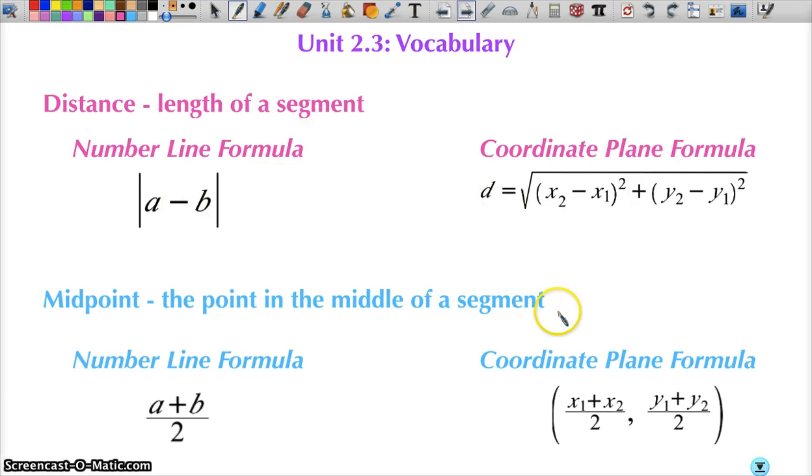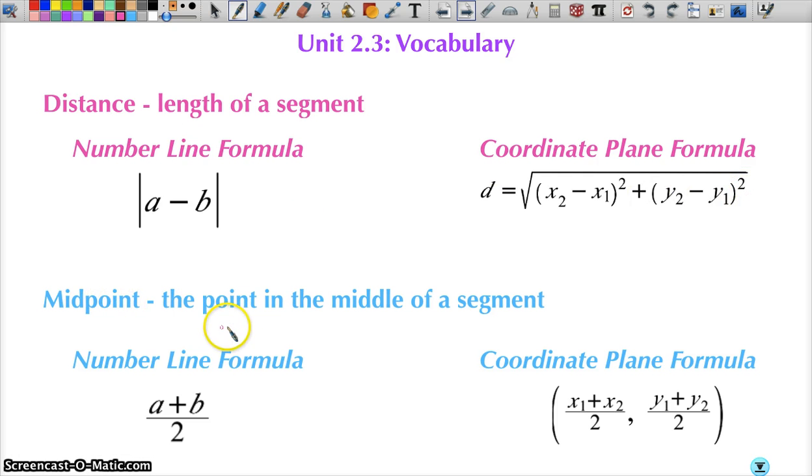We have 4 different formulas, and these are formulas that you absolutely positively have to know. So we've got distance, which is just the length of a segment. We have 2 ways that we can find distance, either on a number line where you do a minus b and then you take the absolute value, or on the coordinate plane where it's actually graphed. And so we have the square root of x2 minus x1 squared plus y2 minus y1 squared.